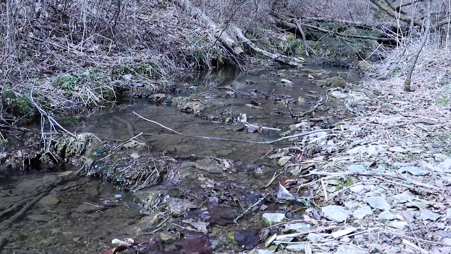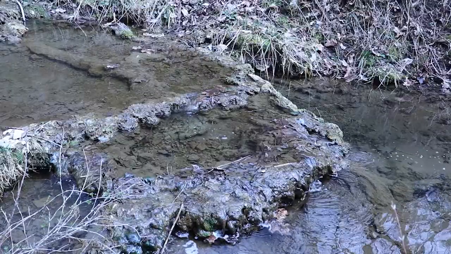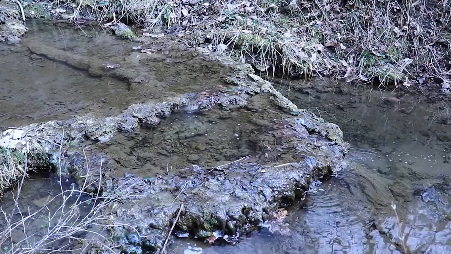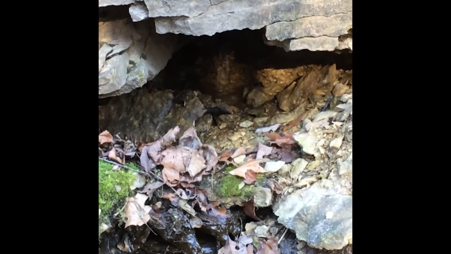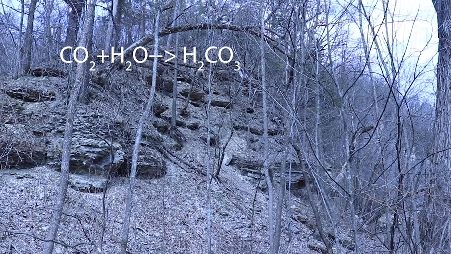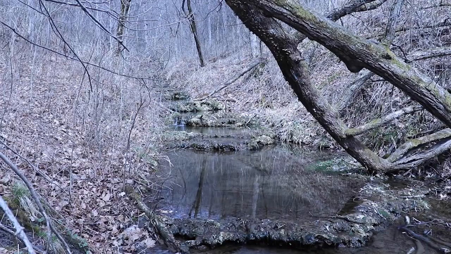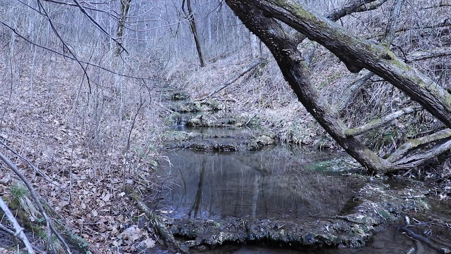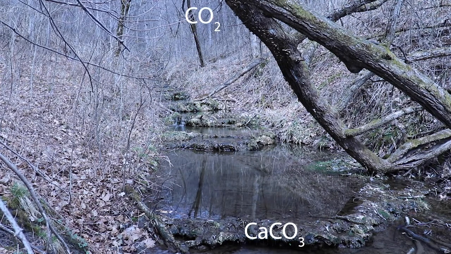A tufa is a type of limestone that forms from water saturated with calcium carbonate. This stream originates as a spring not far from here, coming out of carbonate rocks. Carbon dioxide dissolved in the water forms weak carbonic acid that can dissolve the limestone bedrock. Once the water reaches the surface, it loses CO2 to the atmosphere and calcite precipitates.